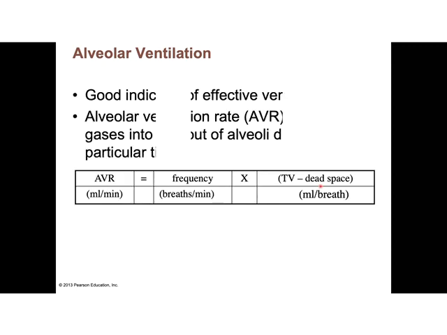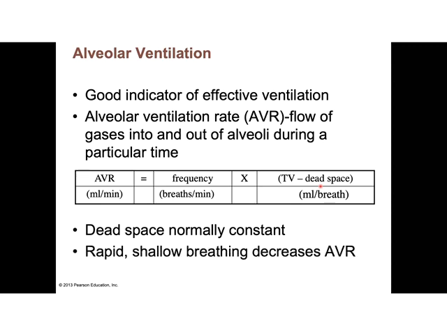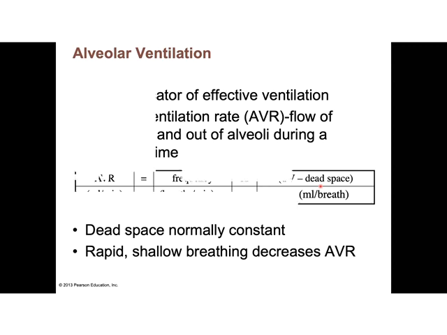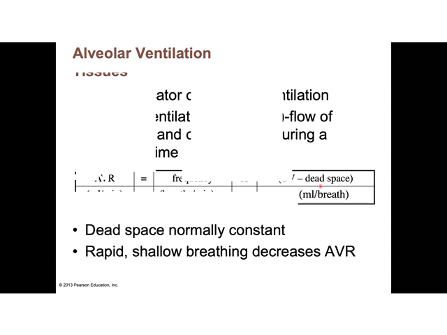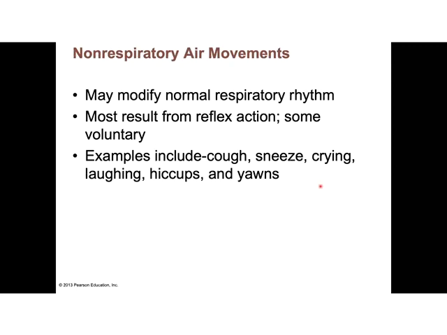A good indicator of effective ventilation is alveolar ventilation. The AVR is the flow of gases into and out of the alveoli in a particular time, where the dead space is held constant. Generally, rapid shallow breathing is going to decrease the AVR. Non-respiratory air movements move air in and out, but they don't engage in gas exchange. Examples include coughing, sneezing, hiccups, yawns, and so forth.